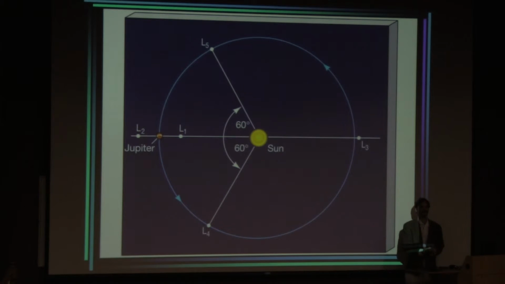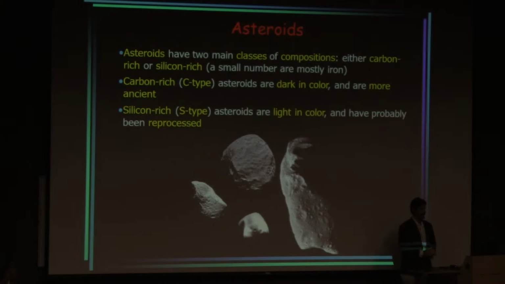We call these Lagrange points because Lagrange was a mathematical physicist who first deduced the existence of such points. He also played a role in some of the other orbital stuff that we were talking about.